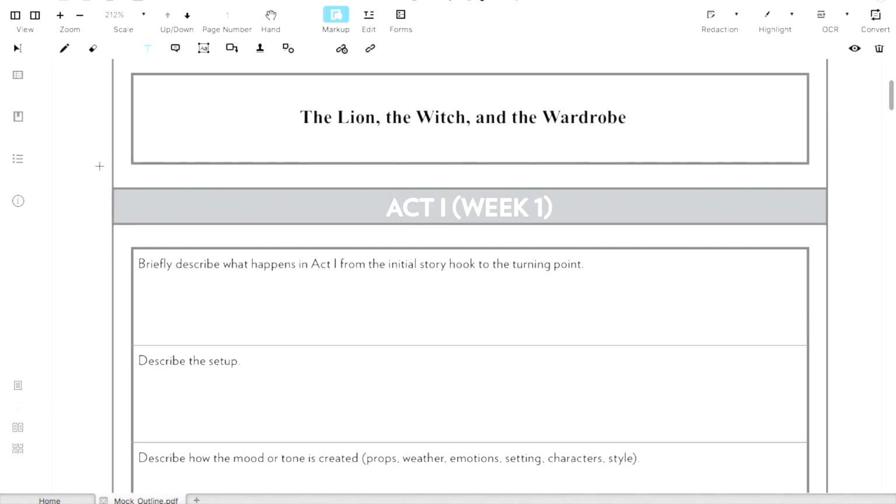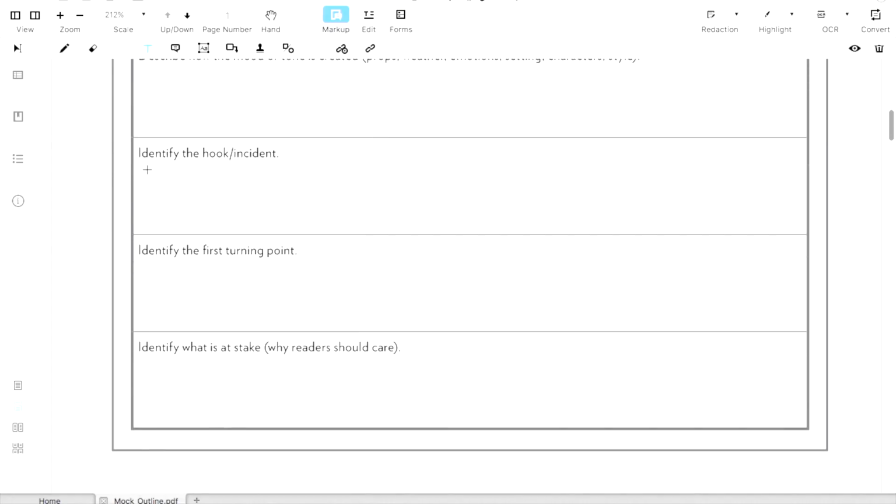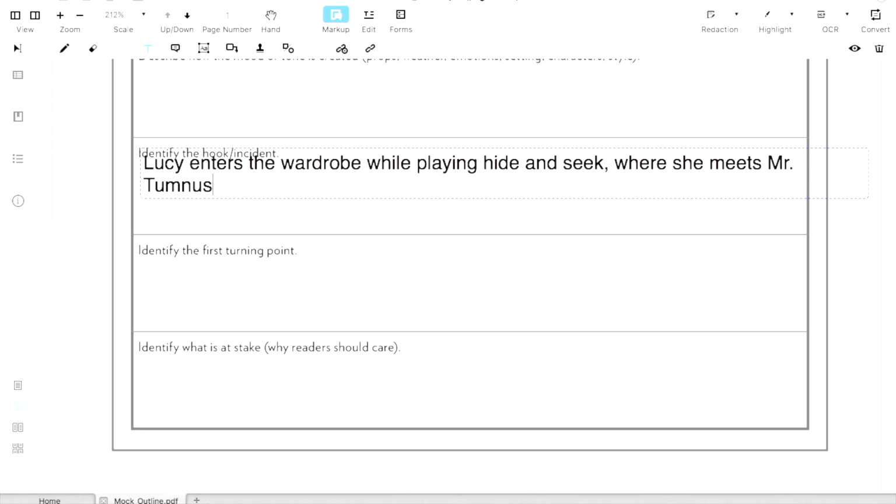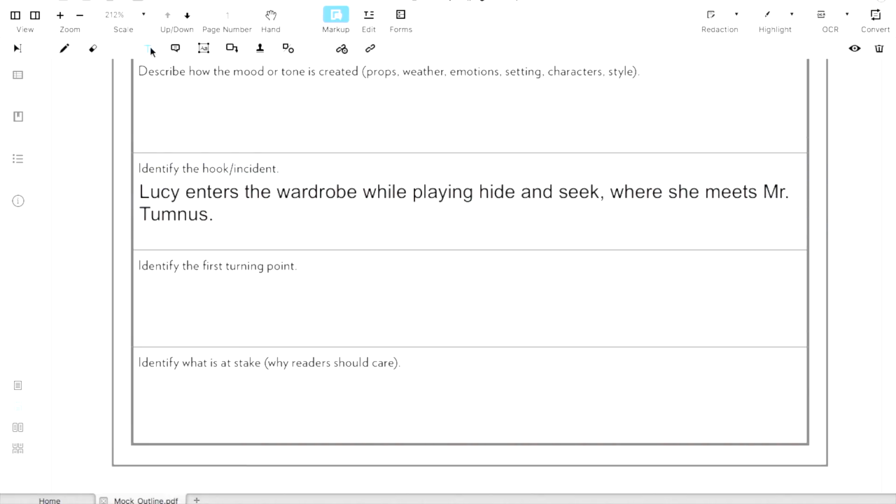For this outline that I'm doing today, I picked The Lion, the Witch, and the Wardrobe, just for the fact that most people have either seen the movie or read the book, so they'll know what's going on in the scenes that I'm talking about. If you want a closer look at this outline, I'm going to put it up on my Patreon, so keep an eye out for that if you're interested.